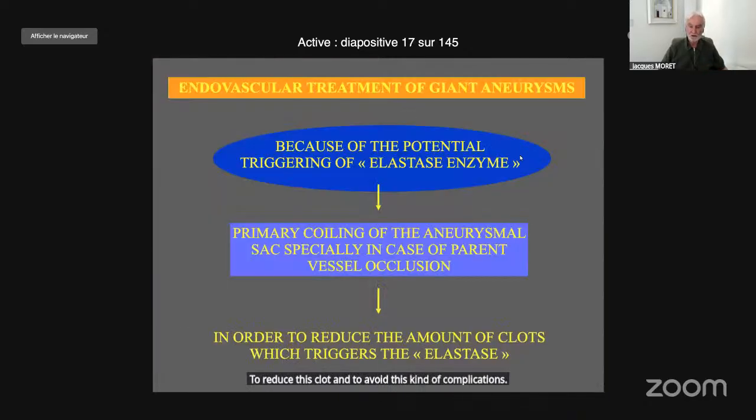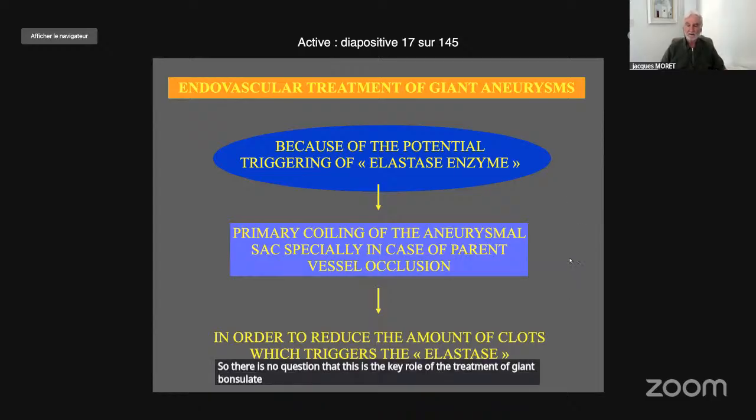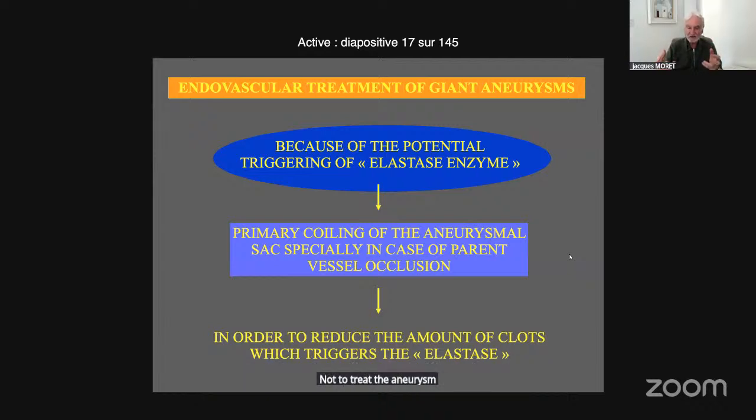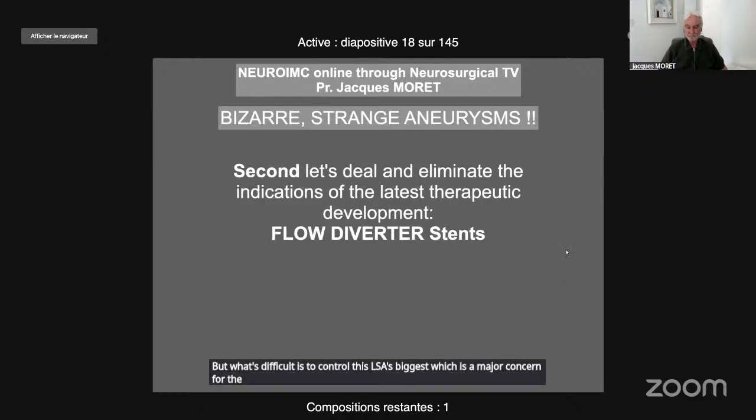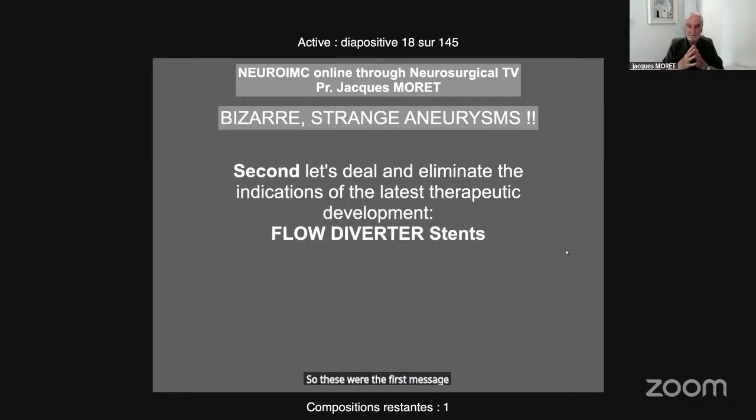So there is no question that this is the key role of the treatment of giant partially thrombosed aneurysm, not to treat the aneurysm. It's not that difficult to treat today, but what's difficult is to control this elastase release, which is a major concern for the treatment of the aneurysm. So this was the first message I wanted to share with you.